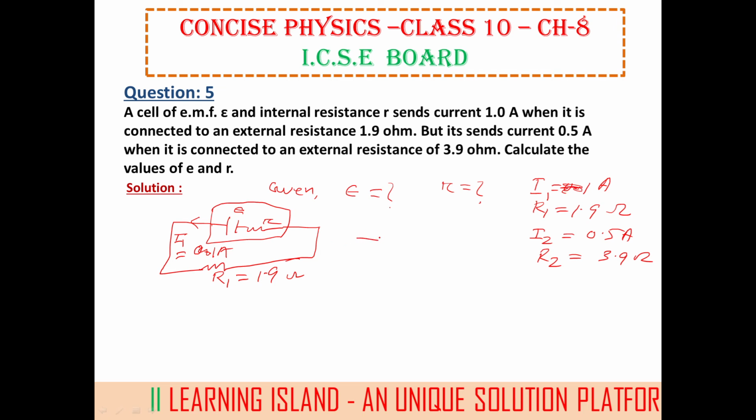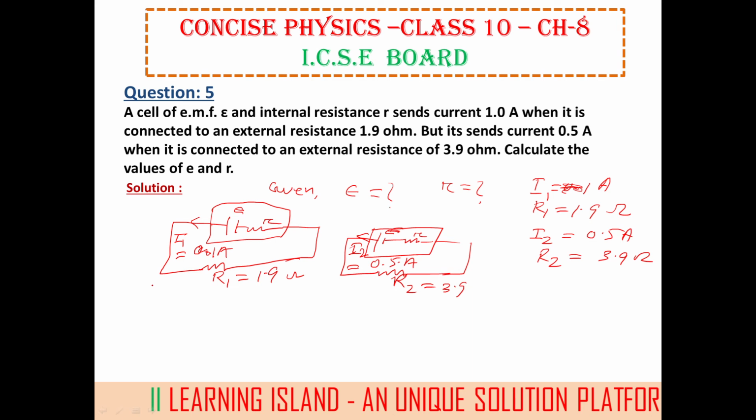Now in the second case, this is the battery with small r resistance. It is connected with another resistance, this is epsilon. This is R2 equal to 3.9 and the current I2 equal to 0.5 ampere.